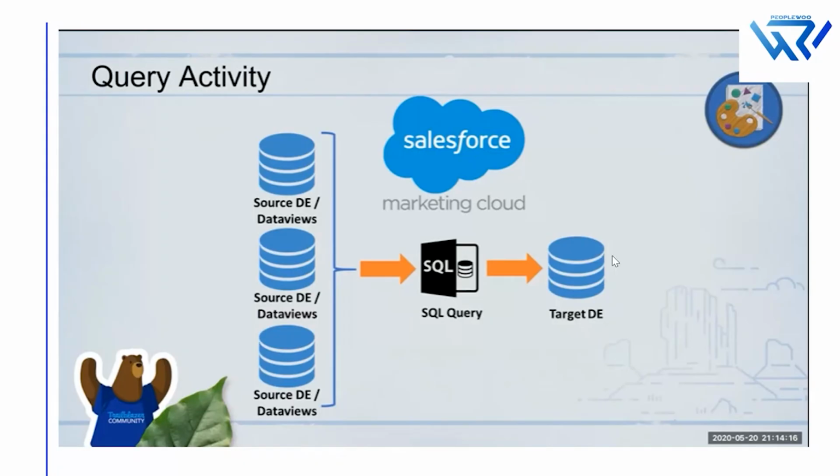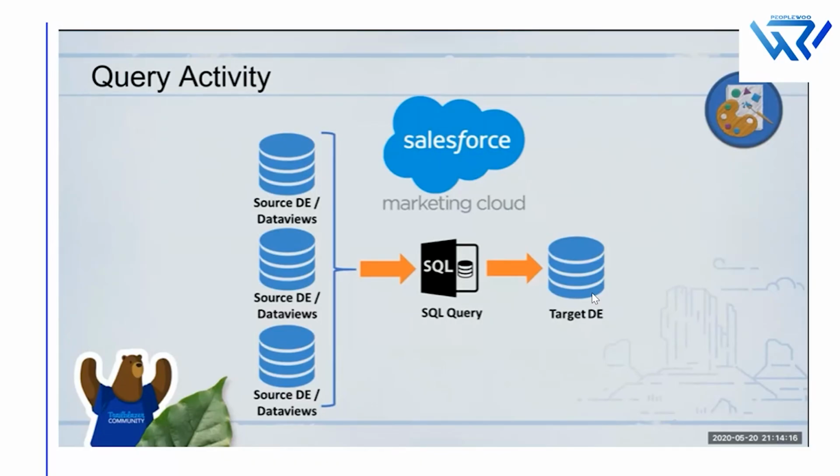What we have to work with is query activity inside Salesforce Marketing Cloud. Query activity queries the source data extensions, creates a result, and stores it inside a target data extension. Queries only work with data extensions and not lists. Query activity will query all sendable and non-sendable data extensions. It has the capability to query any custom object in Salesforce Marketing Cloud.